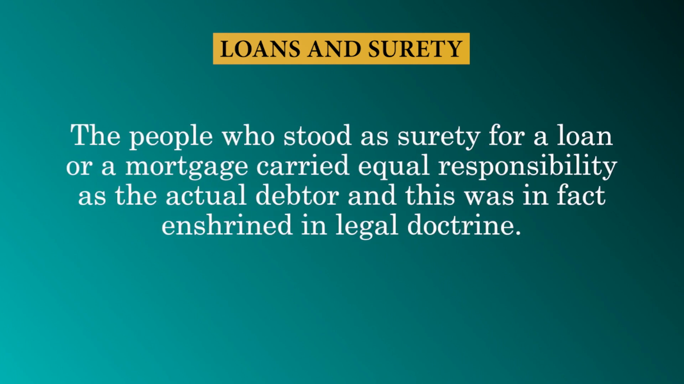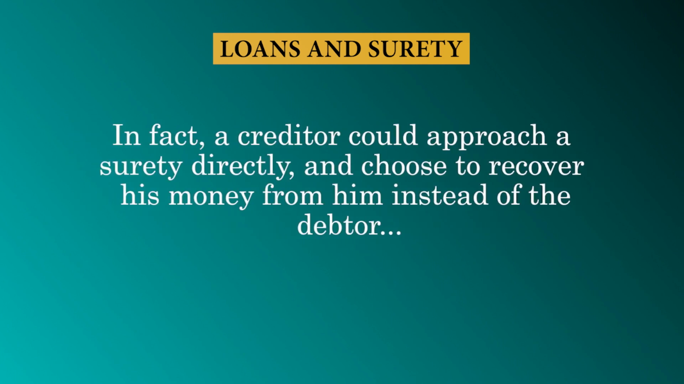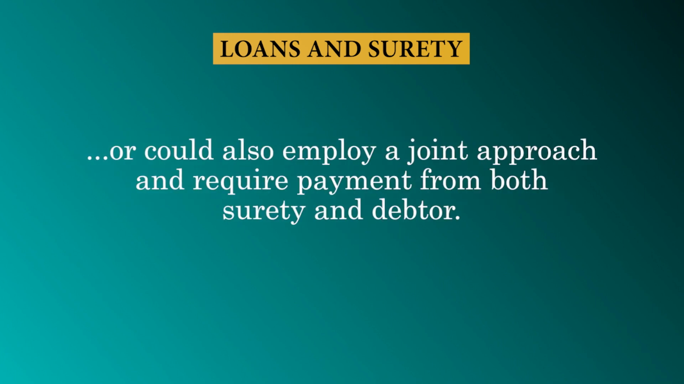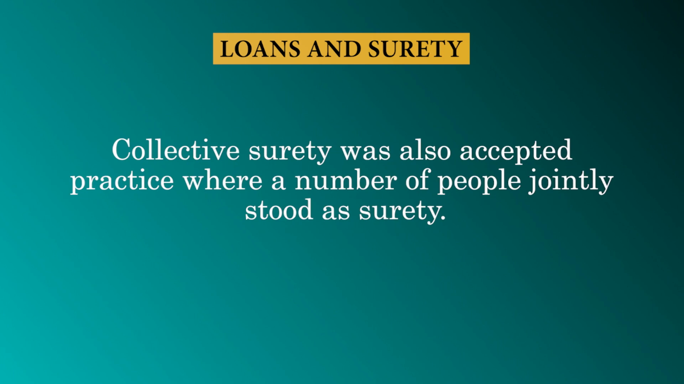The people who stood as surety for a loan or mortgage carried equal responsibility as the actual debtor. And this was in fact enshrined in legal doctrine. In fact, a creditor could approach a surety directly and choose to recover his money from him, that is the surety, instead of from the original debtor, or could also employ a joint approach and require payment from both the surety and the debtor. Collective surety was also accepted practice where a number of people jointly stood as surety.